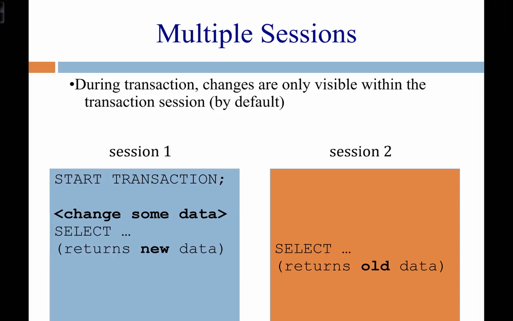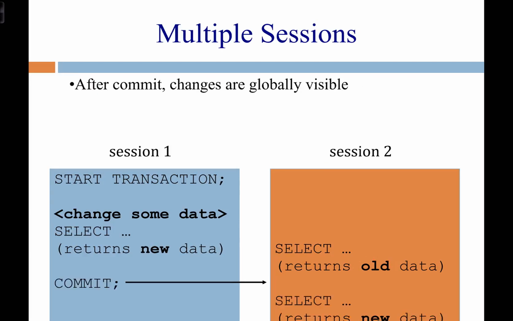But over here, if I have another session connected to the same SQL server, and I do a select on the same table that the other session is modifying, this other session is still going to see the old data. It will not see anything that the first transaction has done yet. Then, if the first session commits its transaction and then session 2 does a select again, then at that point it will see the new data since it's been committed.